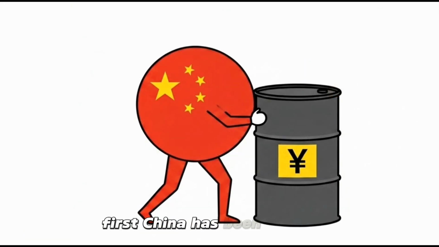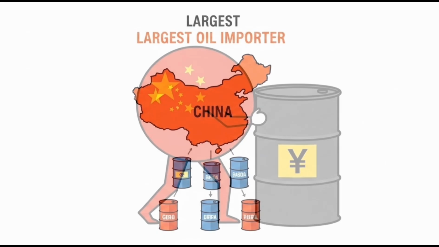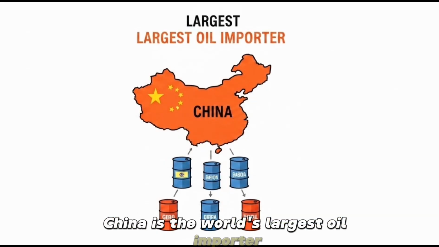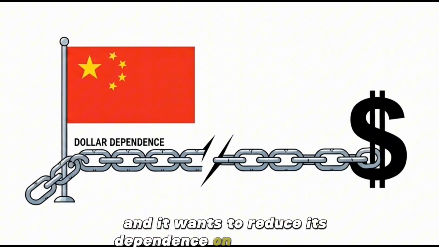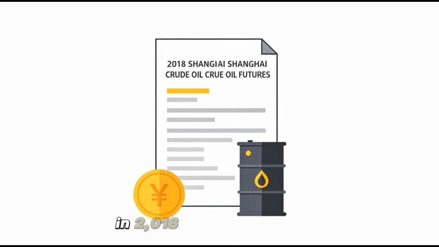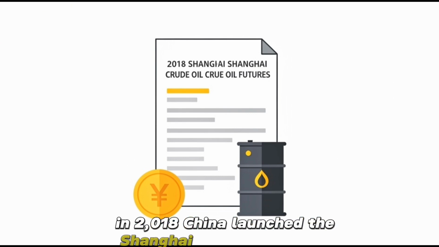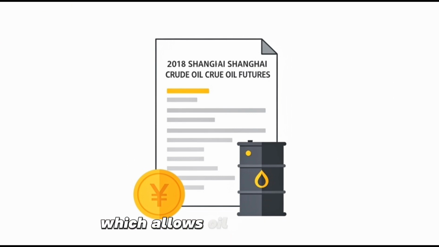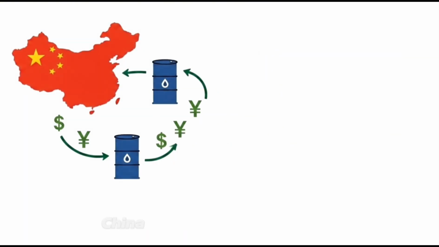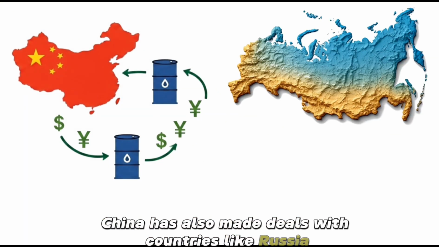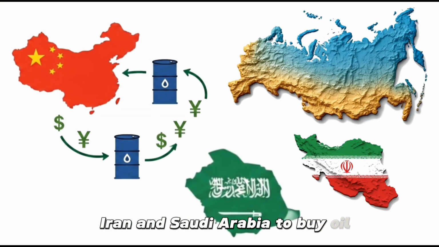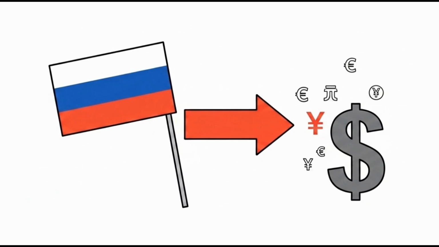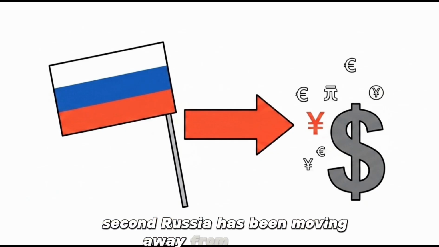First, China has been pushing to trade oil in yuan. China is the world's largest oil importer, and it wants to reduce its dependence on the US dollar. In 2018, China launched the Shanghai Crude Oil Futures, which allows oil to be traded in yuan. China has also made deals with countries like Russia, Iran, and Saudi Arabia to buy oil in yuan instead of dollars.